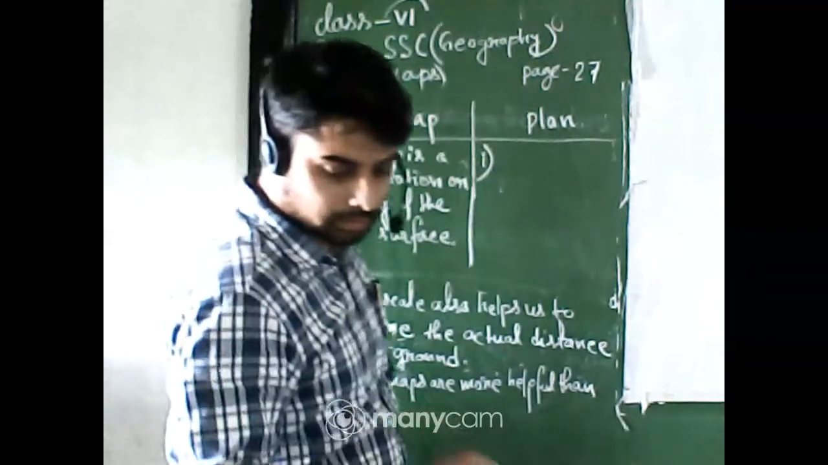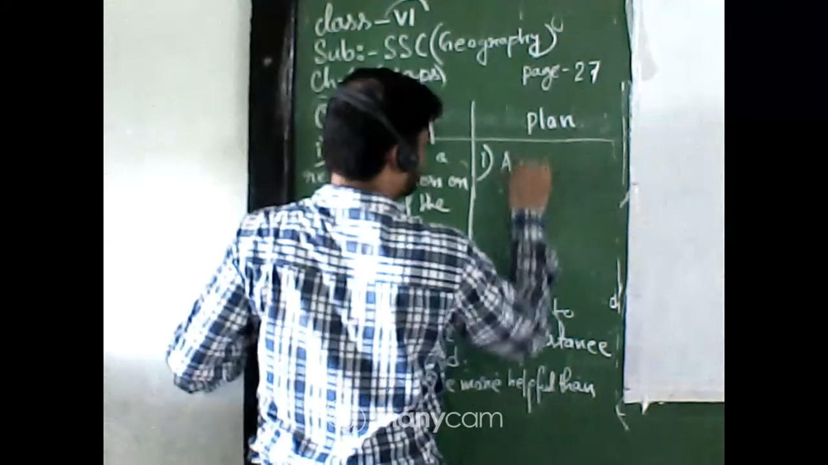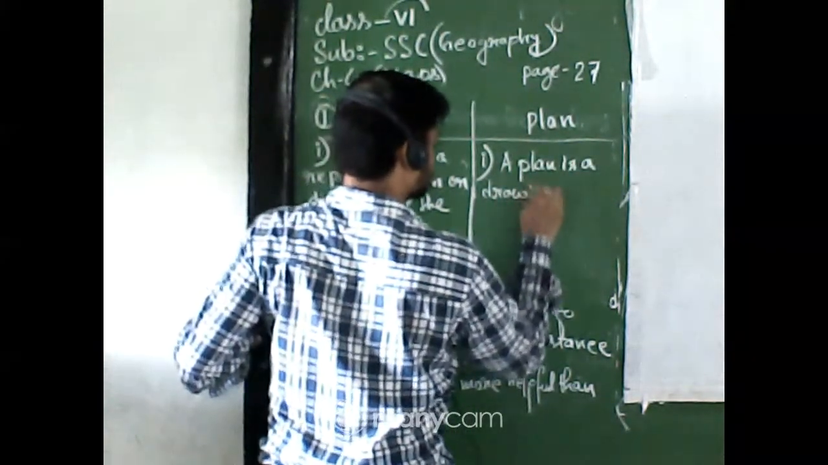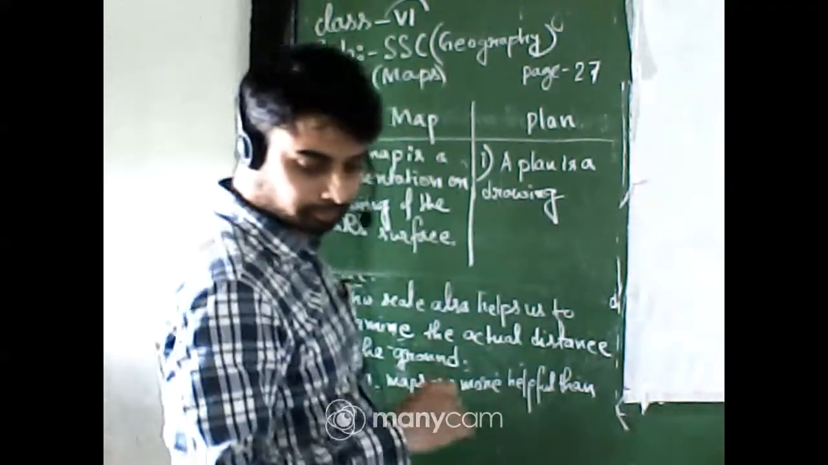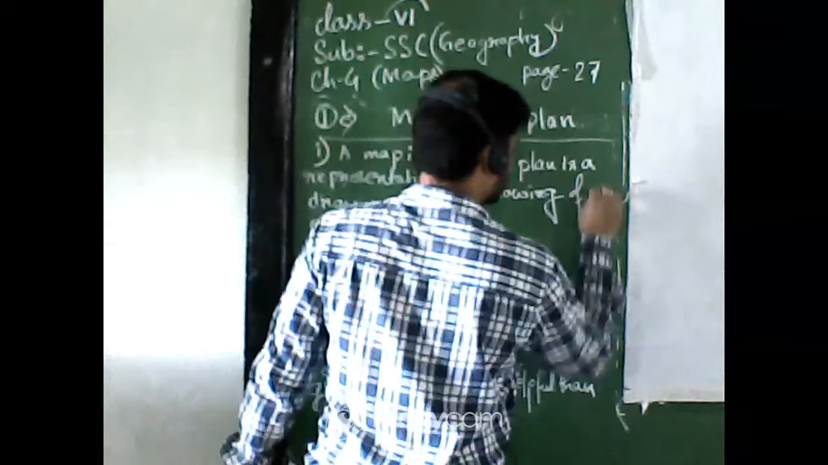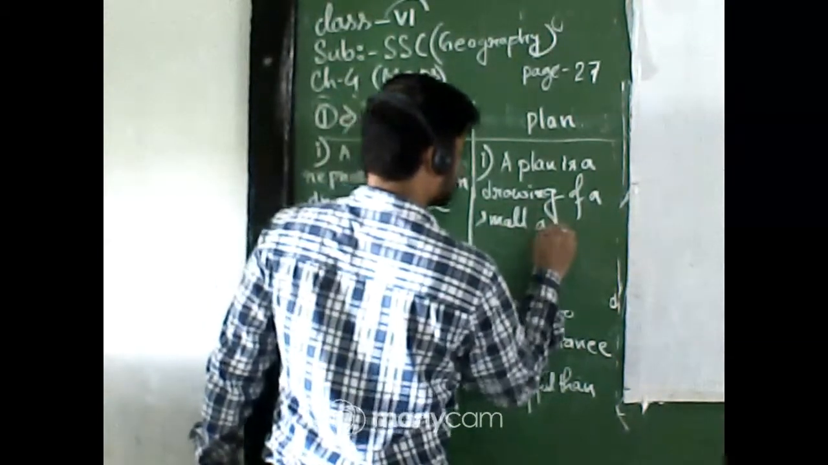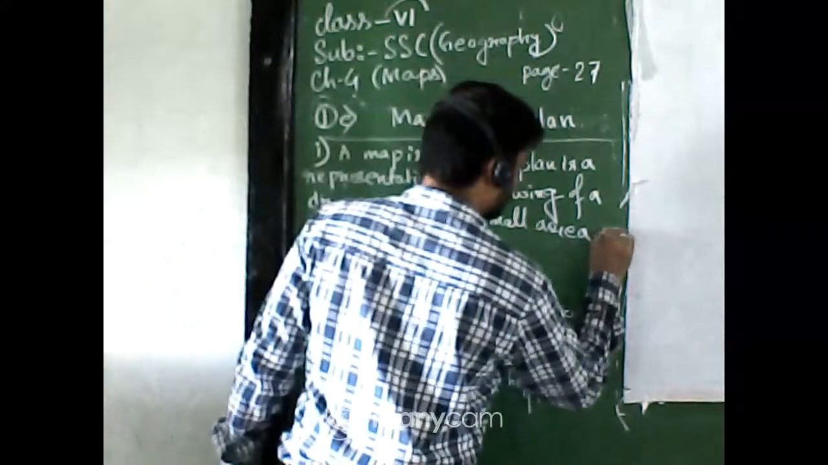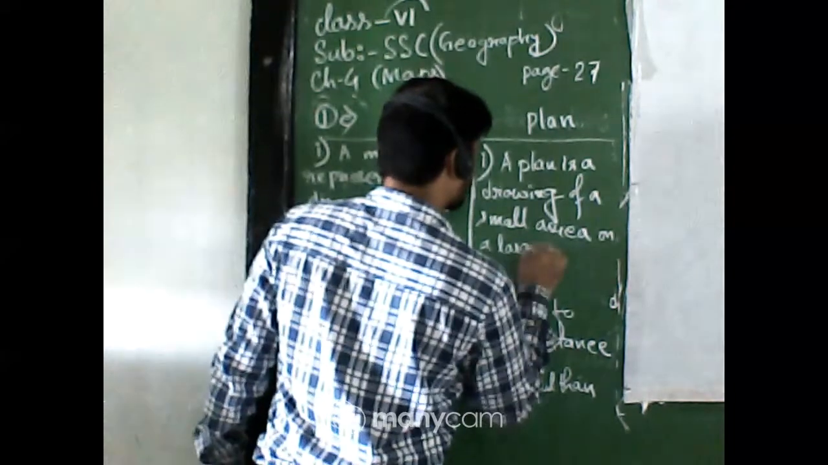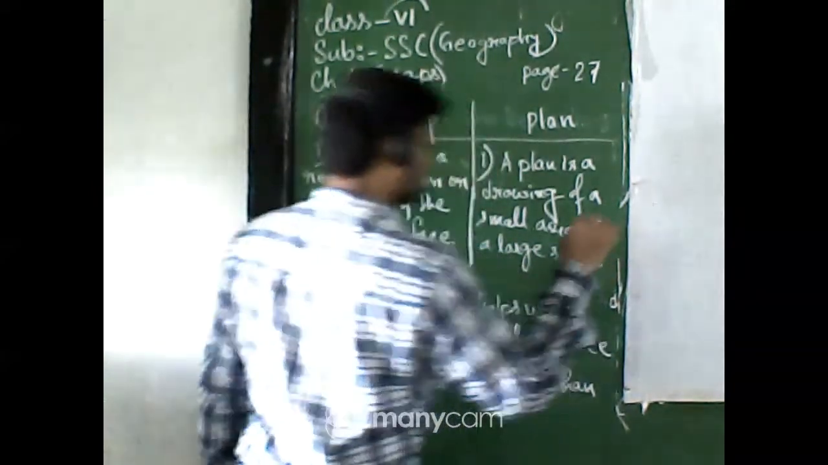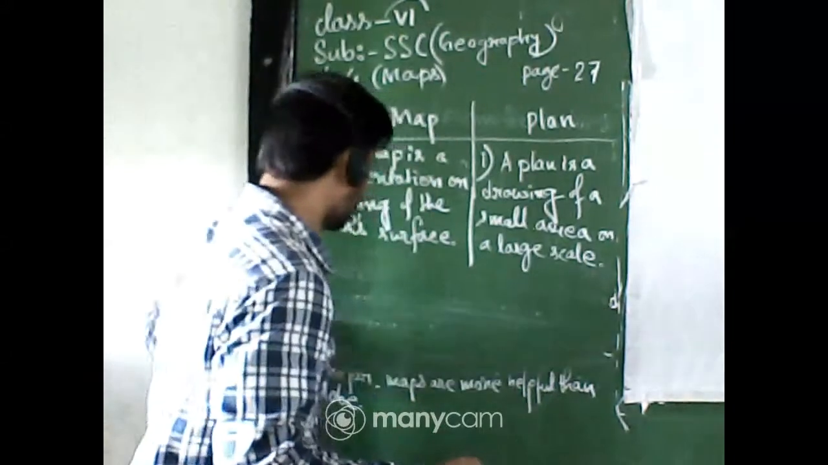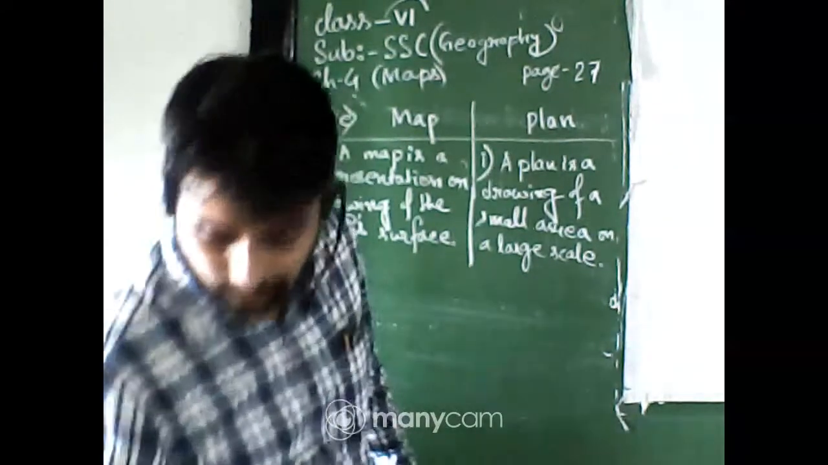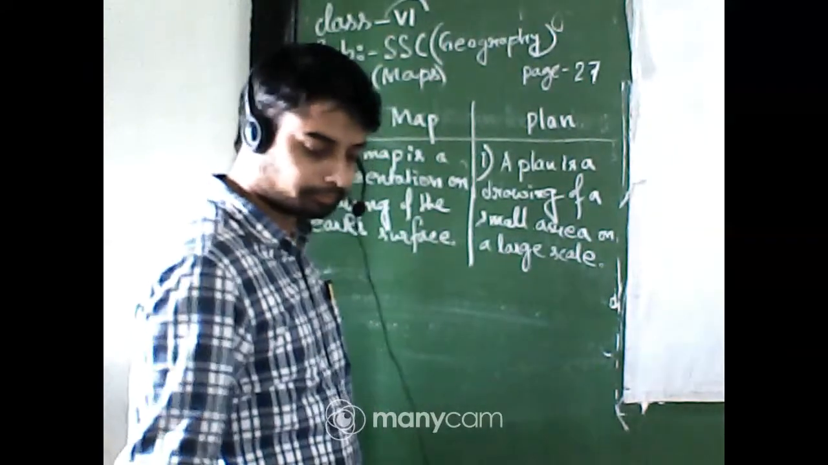Number 1, plan, that a plan is a drawing of a small area on a large scale. Full stop. So this is point number 1. Distinguish means difference. Okay, distinguish, what is the difference?